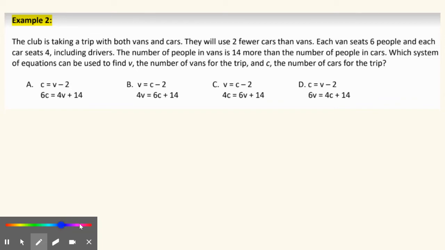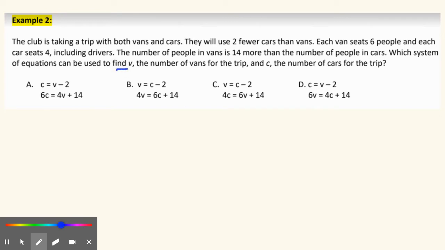The club is taking a trip with both vans and cars. They will use 2 fewer cars than vans. Each van seats 6 people and each car seats 4, including the drivers. The number of people in vans is 14 more than the number of people in cars. Which system of equations can be used to find V, the number of vans for the trip, and C, the number of cars?